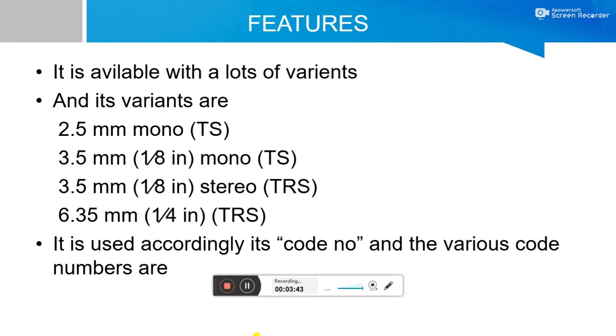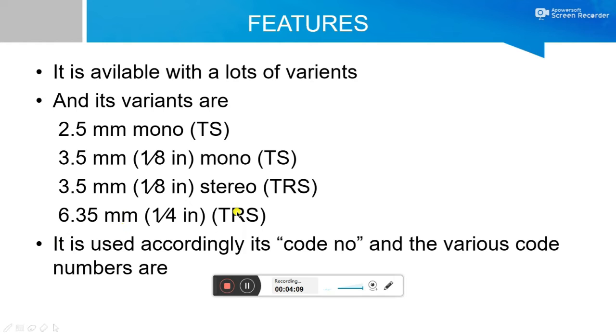There are various features. It is available in a lot of variants, and its variants are 2.5 millimeter mono, 3.5 millimeter, 3.5 millimeter stereo, and 6.35 millimeter. Let me first clear up what all these digits are. These digits denote the diameter of the plug.